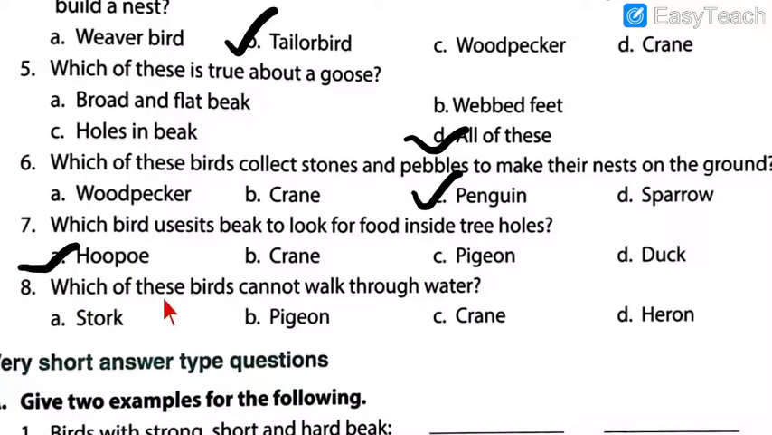Number 8. Which of these birds cannot walk through the water? If you remember the water birds, heron, crane, stork, these all are water birds. So obviously pigeon, have you seen a pigeon walking through the water? No, it is not possible. So pigeon is the correct answer. So with this, our exercise objectives of page number 84 and 85 end here.